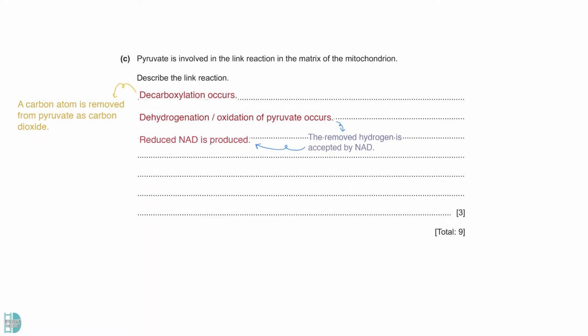The removed hydrogen is accepted by NAD. A reduced NAD is produced. The remaining two-carbon fragment, called acetate, will combine with coenzyme A. Acetyl-CoA is formed.